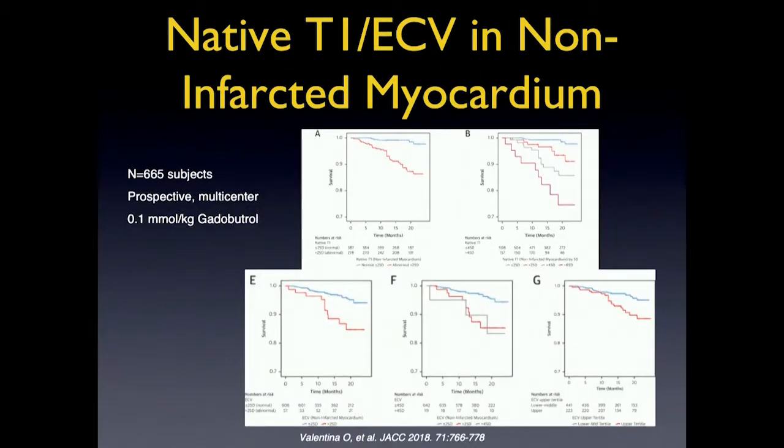Also, another study where they looked at outcomes by using T1 and ECV in the native myocardium remote from the scarred myocardium, and found that the patients with a higher ECV in the remote normal myocardium had a worse prognosis over time. And this was carried out with a single dose of gadabutrol to measure the ECV post-contrast injection.